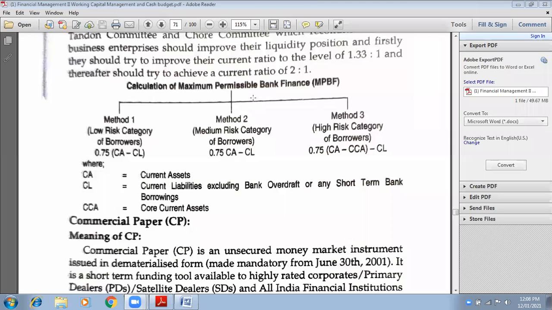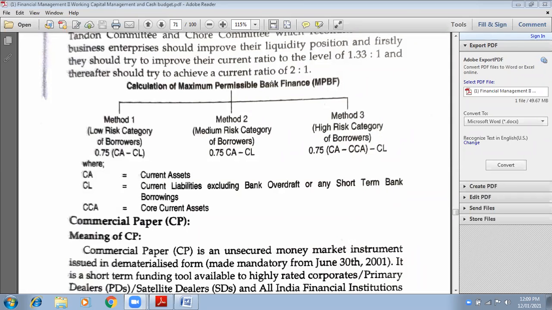See, last lecture we had discussed this maximum permissible bank finance. It is according to the Tandon Committee. Three methods were decided. I'm just repeating this so that you have an idea of what we did last lecture, about the MPBF method. What is MPBF?